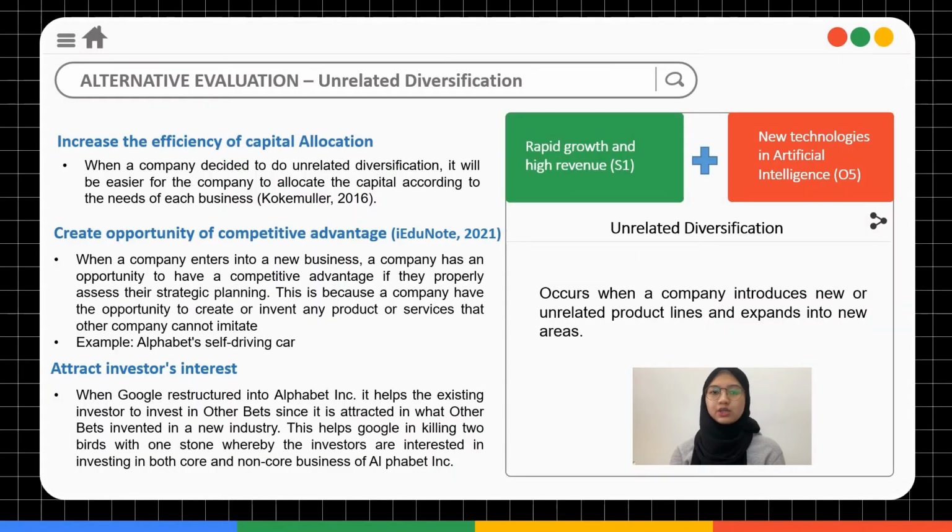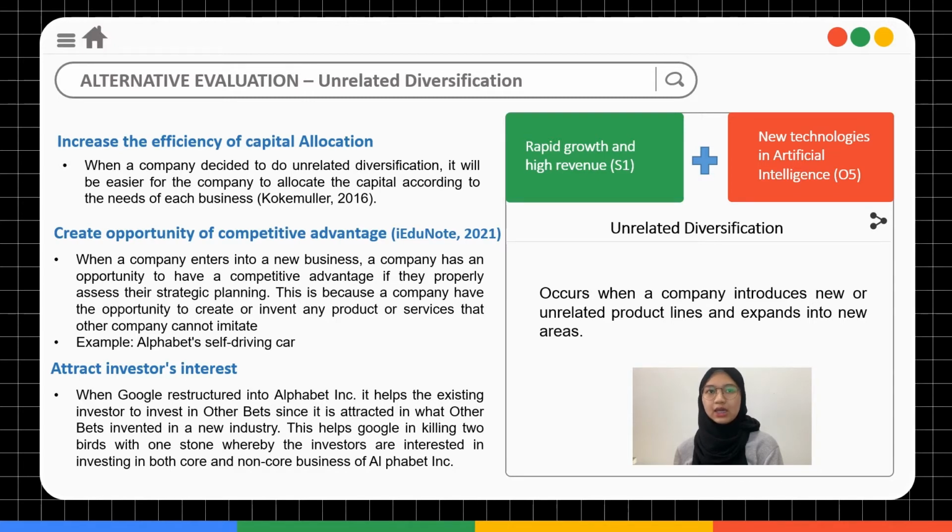Moving on to the strategy evaluation for the first strategy, which is unrelated diversification. Unrelated diversification occurs when a company introduces new or unrelated product lines and expands it into new areas. By having unrelated diversification strategy, it can increase the efficiency in capital allocation. When a company decided to do unrelated diversification, it will be easier for the company to allocate the capital according to the needs of each business. This will help to reduce wasting of capital in unnecessary places.